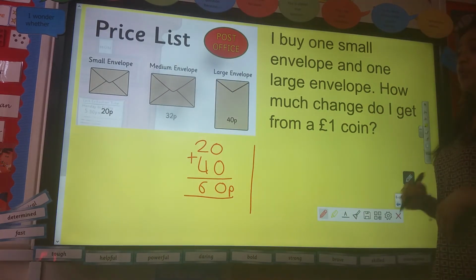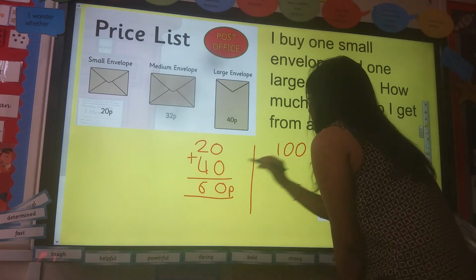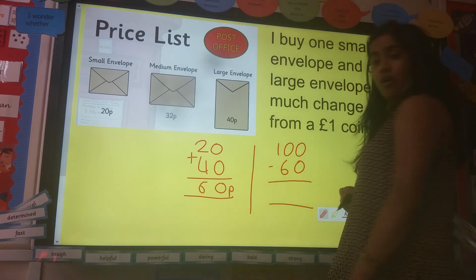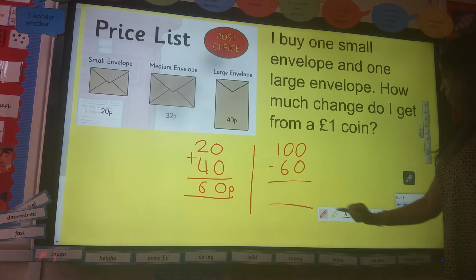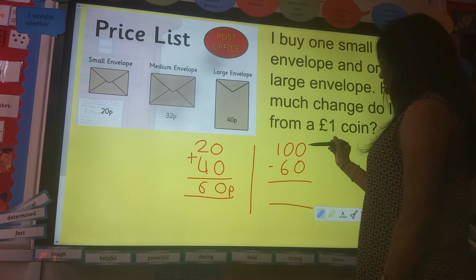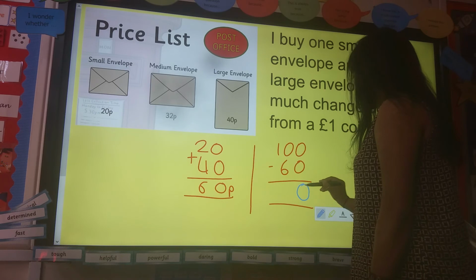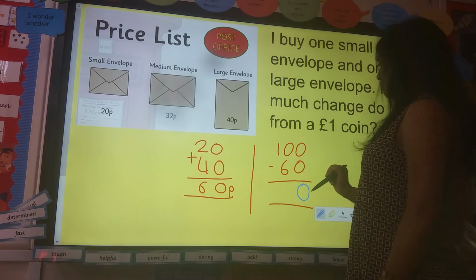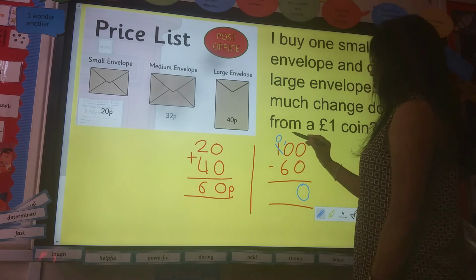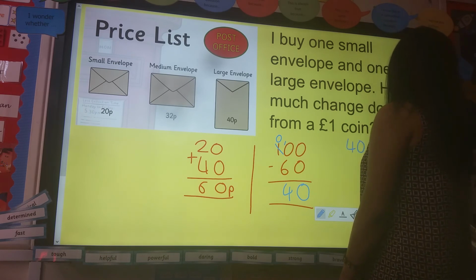Remember, a £1 coin is how many pennies? Good, 100. So 100 minus 60. Off you go. Are we ready? Let's have a look. So remember, so 0 minus 0 is 0. 0 minus 6 is, oh, hang on, that's not right. I need to go to the next column. That becomes a 0, and that becomes a 10. 10 minus 6 is 4. Excellent, well done. So the answer is 40p.